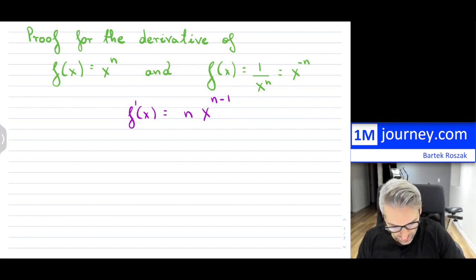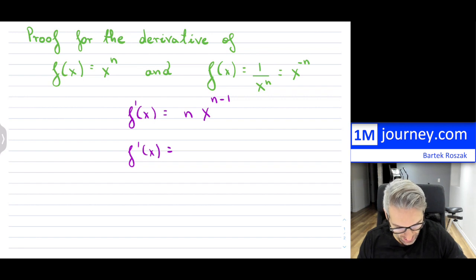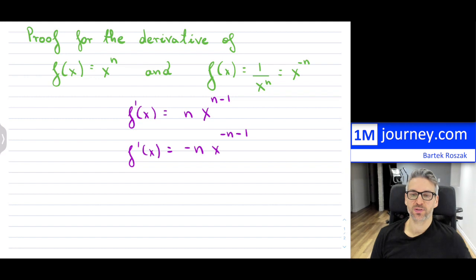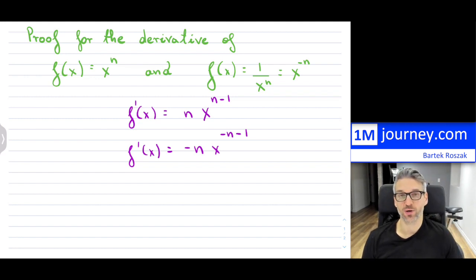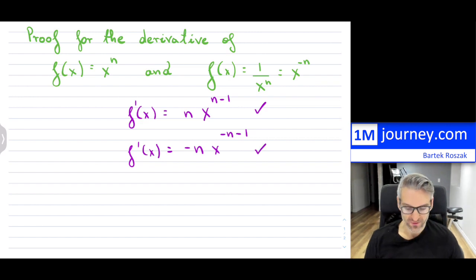Now, if you are working with the negative exponent, it's going to be exactly the same thing. So that negative n would come to the front, then you have an x, and then negative n minus 1 is what you're going to get up on top. So that's what we're going to be showing, that this is actually the derivative.